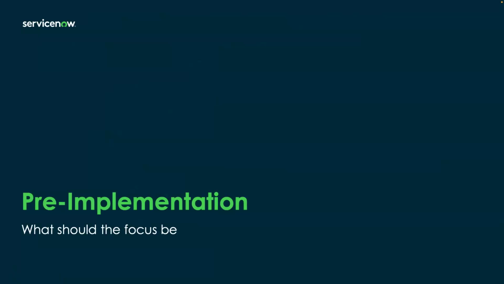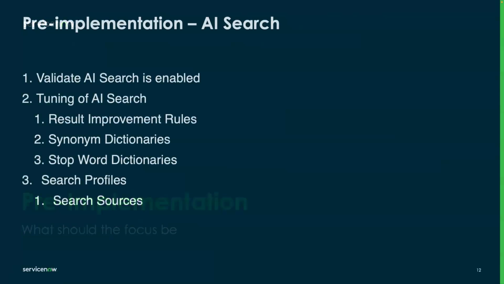So now digging into the nuts and bolts. So we want to implement. So what should the focus be? And where I like to start is those elements that are feeding into Now Assist. One of those big elements is AI search. There's times where I've been called in to help with an implementation, and I start looking around to see what the low hanging fruit is, and I could see that AI search wasn't even enabled. So that wasn't something that was being used. So certainly AI search needs to be enabled in order to get started.